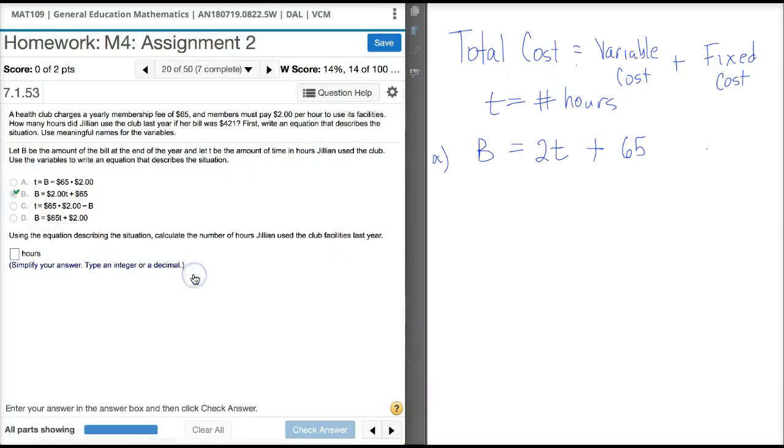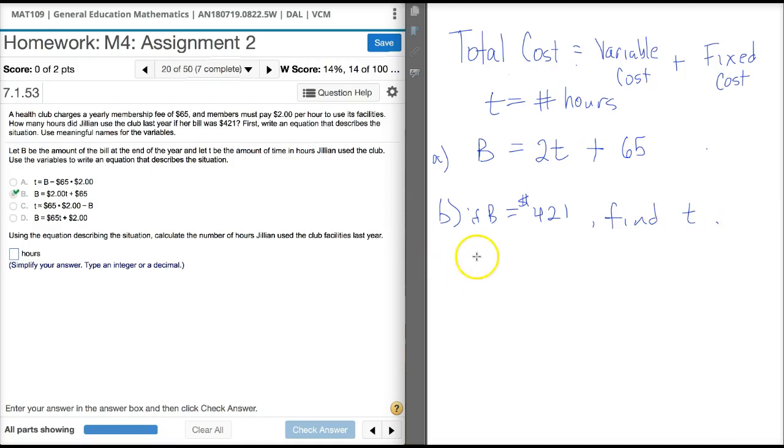All right. So now what we're asked to do for part B is, if we know that B is equal to $421, we need to find out what T is. So here we let B equal 421 and we solve for T. And as you can see, this goes back to the very first question that we did when we were talking about solving linear equations for a specific value.